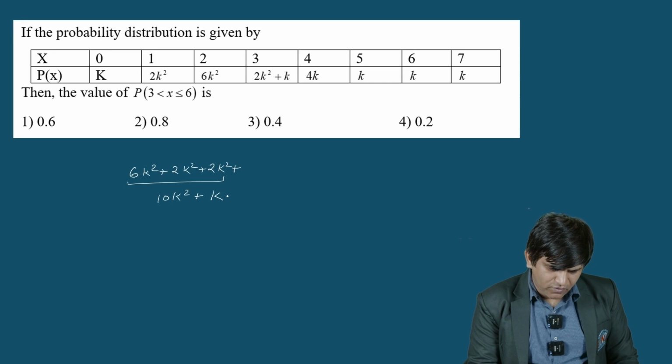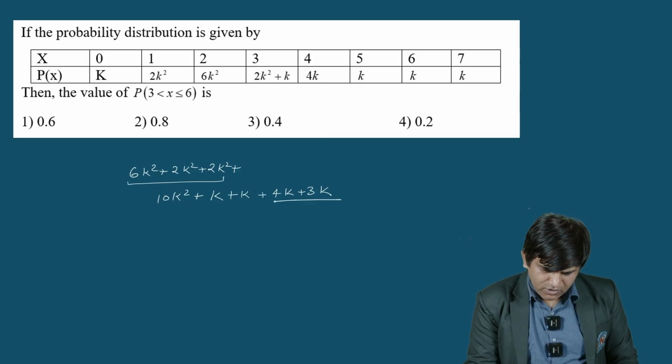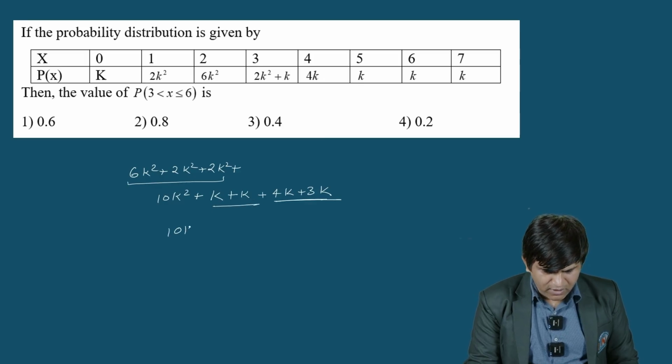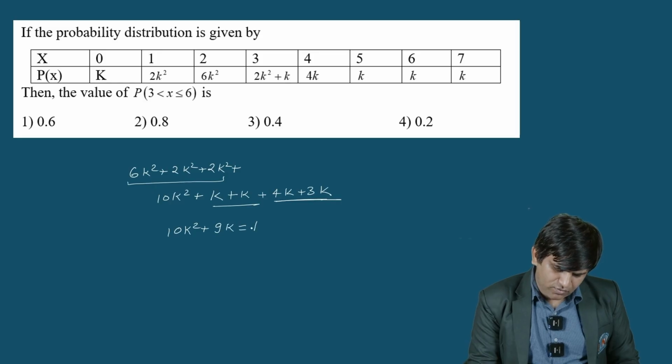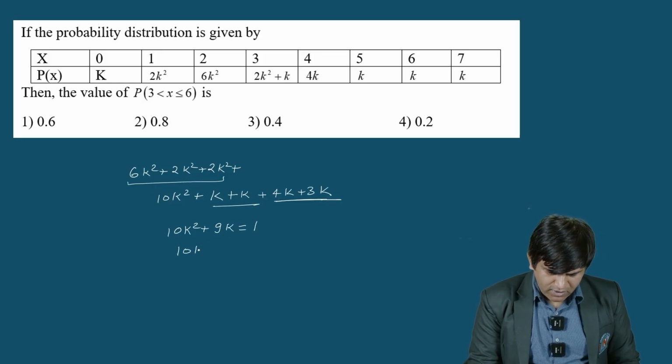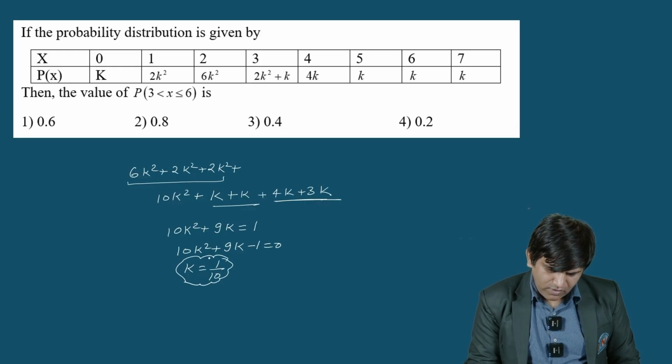for x equal to 0 we have k, then for x equal to 3 we have another k, then for 4 we have 4k and another 3k, so this we are getting 9k. So 10k square plus 9k, the sum should be 1. So 10k square plus 9k minus 1 equal to 0. If we solve this, the k value that is legit is 1 by 10.